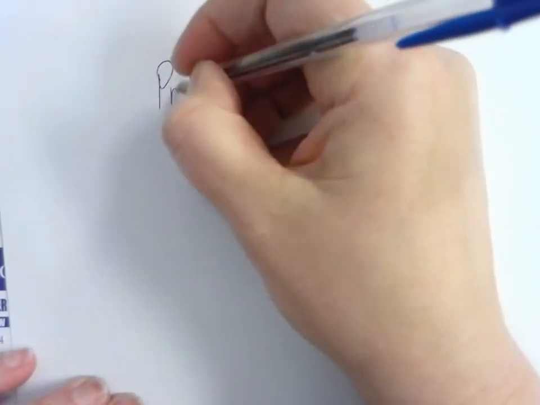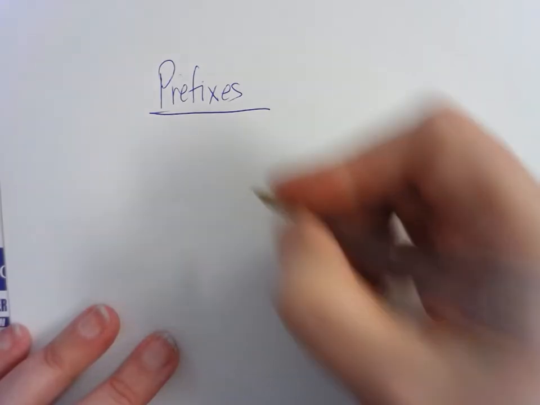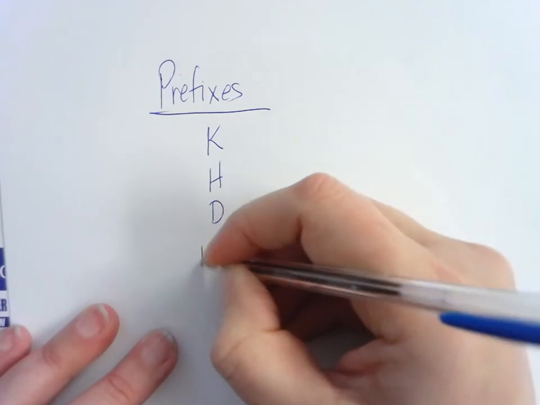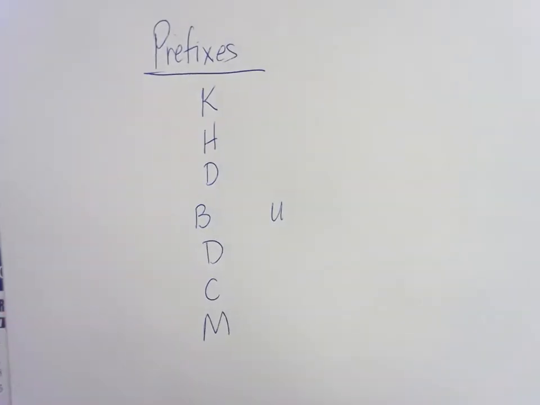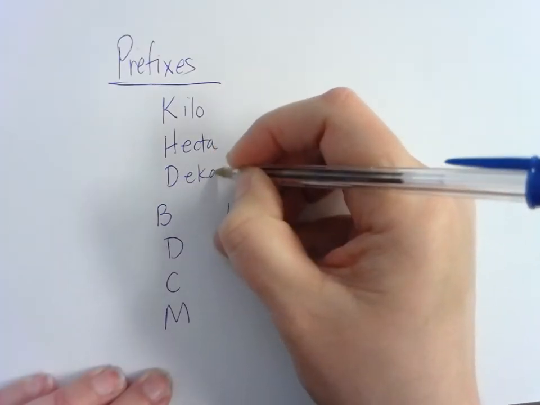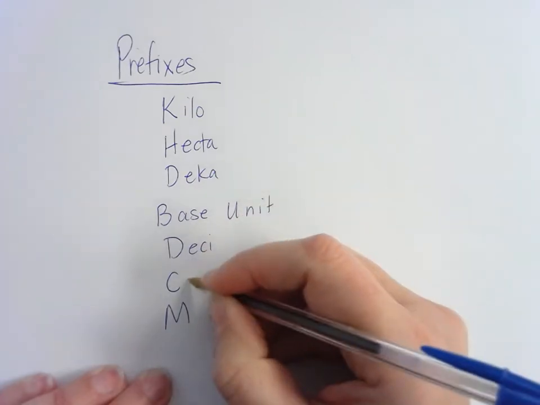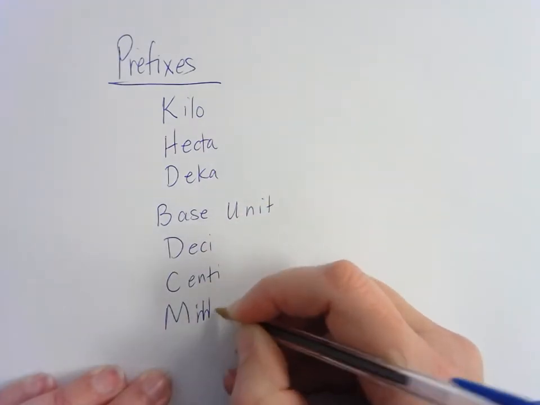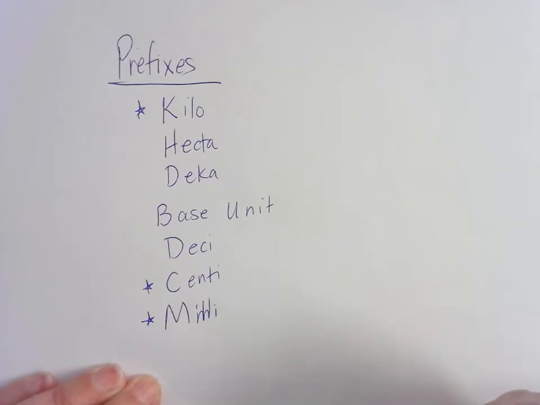All right, so let's talk prefixes. And we're not talking biology prefixes. Anybody ever hear King Henry died belly up drinking chocolate milk? What's that stand for? Kilo, hecto, deca, base unit, deci, centi, and milli. You need to memorize these. If you have these in your notes, mark these 3. You need to know kilo, centi, and milli.